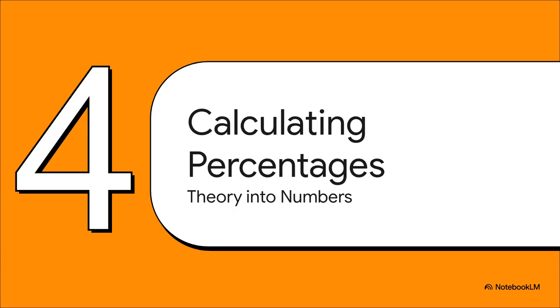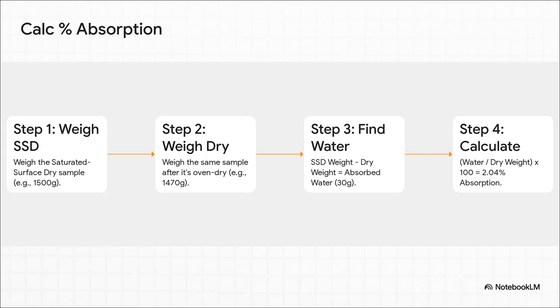All right, enough theory. Let's get practical. It is time to turn all this talk into the actual numbers you're going to be calculating out in the plant. First things first, we need to find the absorption percentage. Basically, how much water can our aggregate sponge hold? Now, following example A from your manual, the process is pretty straightforward. You weigh an SSD sample, you pop it in the oven to dry it out completely, and then you weigh it again. The difference in weight, that's your absorbed water. Just divide that by the dry weight, and boom, you've got your absorption percentage.